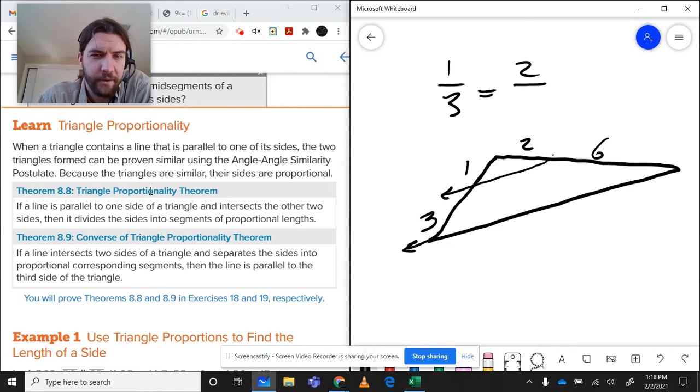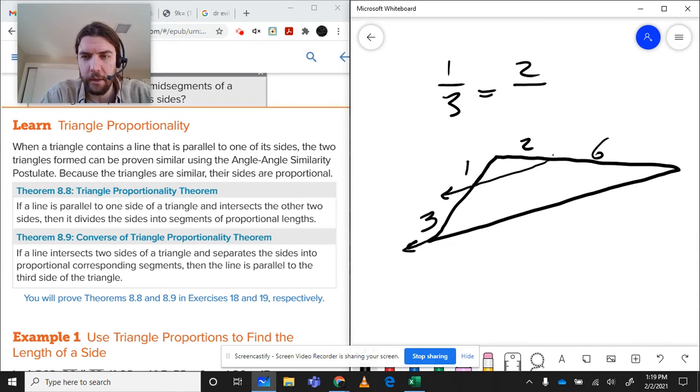Triangle proportionality theorem, the way that this gets stated is: if a line is parallel to one side of a triangle and intersects the other two sides, which is what we have, a line that is parallel to one of the sides of the triangle and intersects the other two sides of the triangle, then it divides the sides into segments of proportional lengths. So that's what we've seen here.